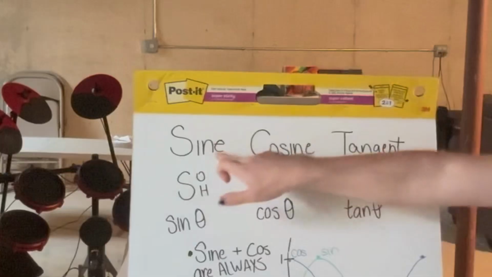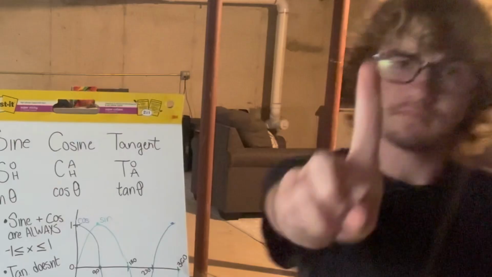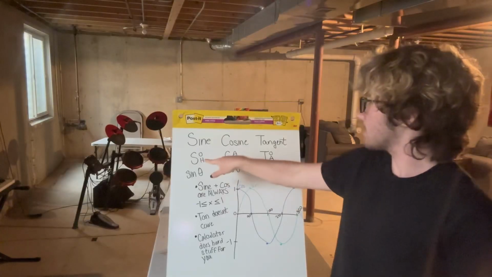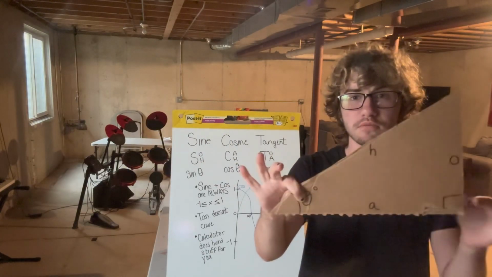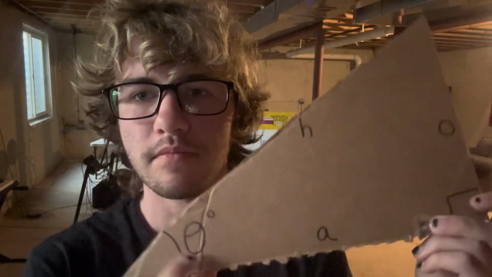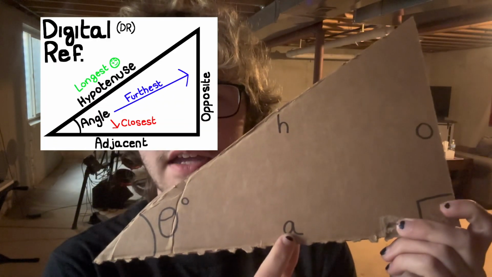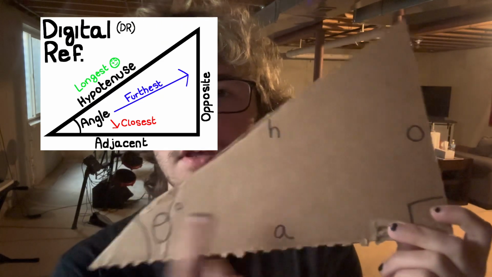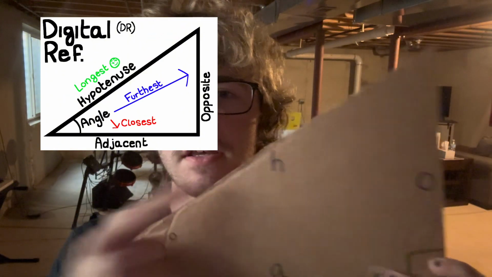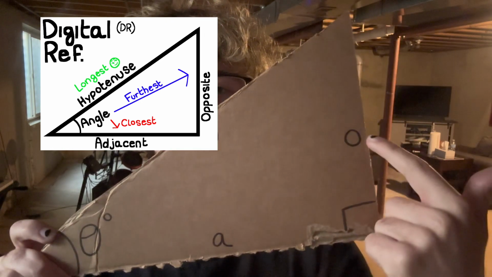So now we have sine, cosine, tangent, or SOHCAHTOA. No, that is not a random noise that I just made. Let me just explain to you. We have a triangle right here. Right here is the angle. This side is the adjacent side because it's touching the angle. This long diagonal line is the hypotenuse, basically just the longest line. And the line opposite from the angle is the opposite.